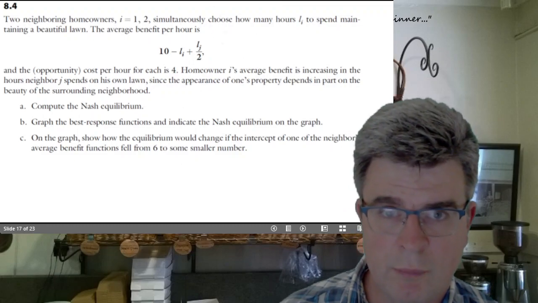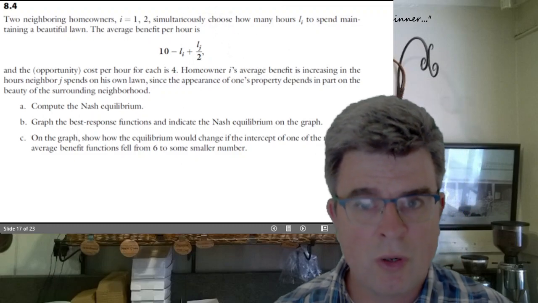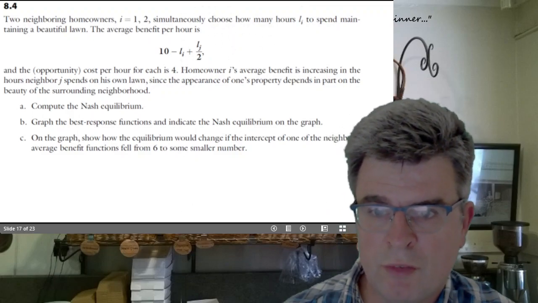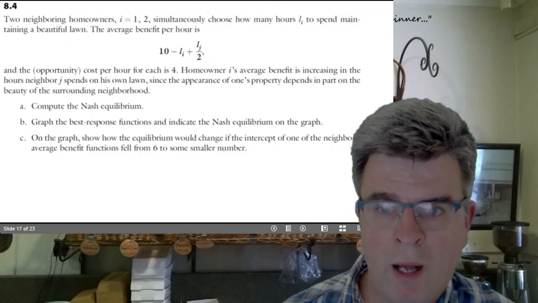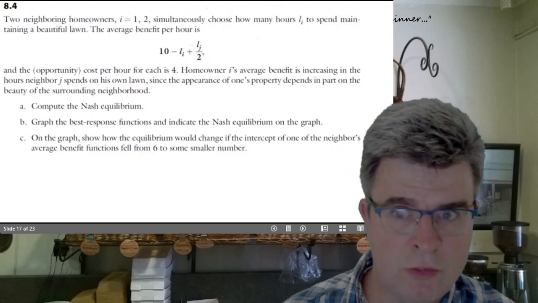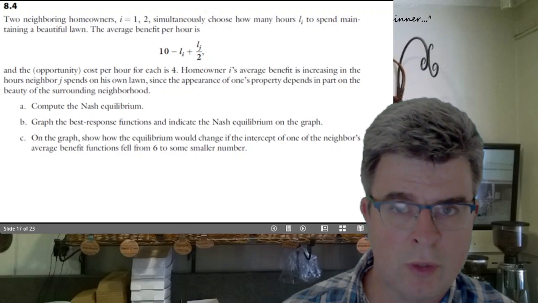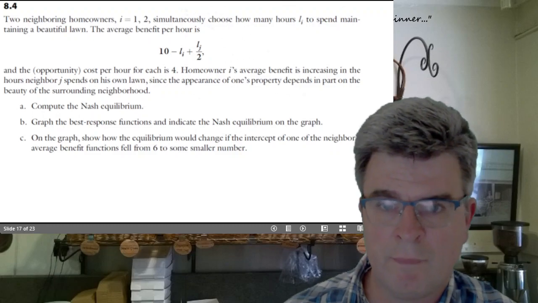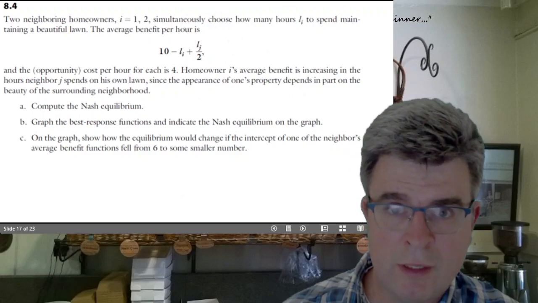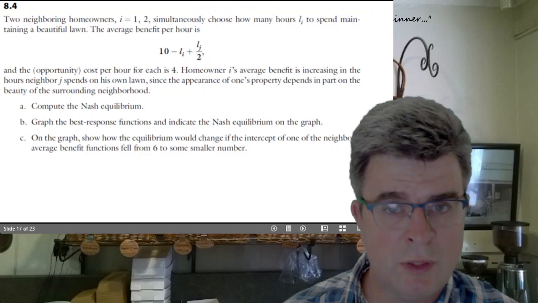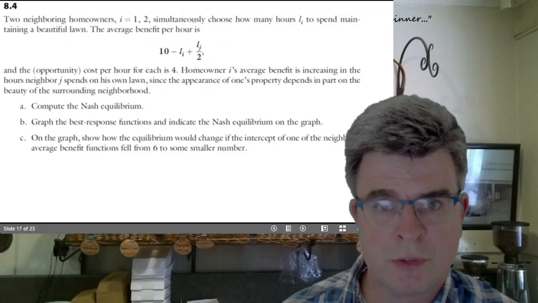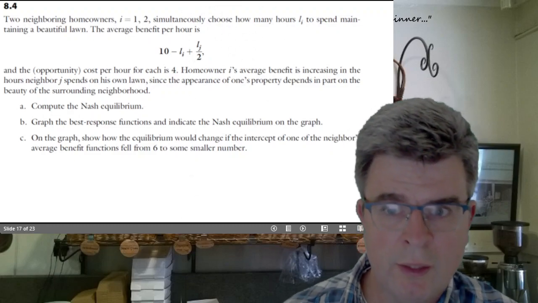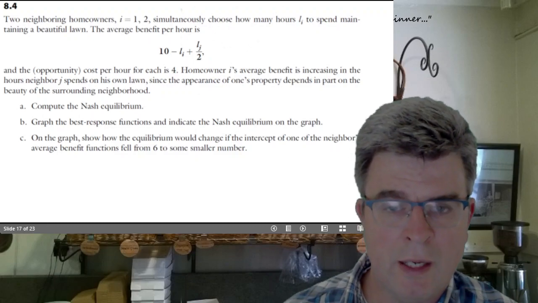But that's not what they will do, because there's also a cost of gardening. In the exercise, the average benefit is given by 10 minus (Li plus Lj) divided by 2. And that's the average, so not the marginal benefit, but the average benefit per hour of gardening. So the total benefit is the average benefit times the number of hours one of the neighbors spends. If you consider neighbor 1, you multiply this number by L1.